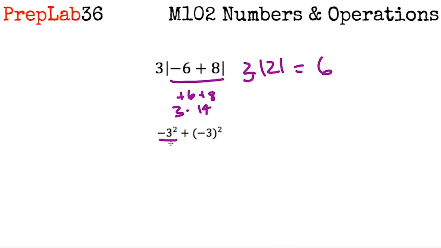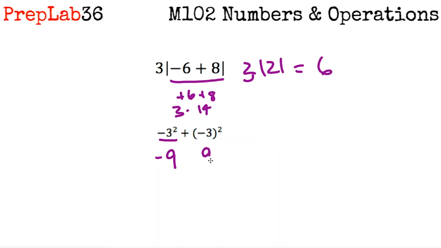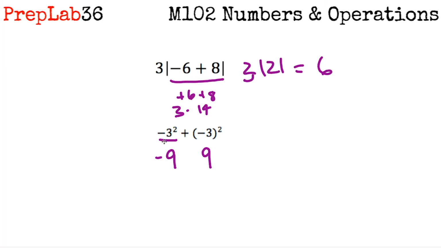Another grouping symbol you want to watch out for is squared. -3 squared equals -9. (-3) quantity squared is equal to +9. That's the grouping symbol. The negative sign is inside the grouping symbol, whereas on the first one it is not. So -x squared does not mean a positive number. It means the opposite of the square of the variable. And that's the basics of numbers and operations. Math, lesson 102.